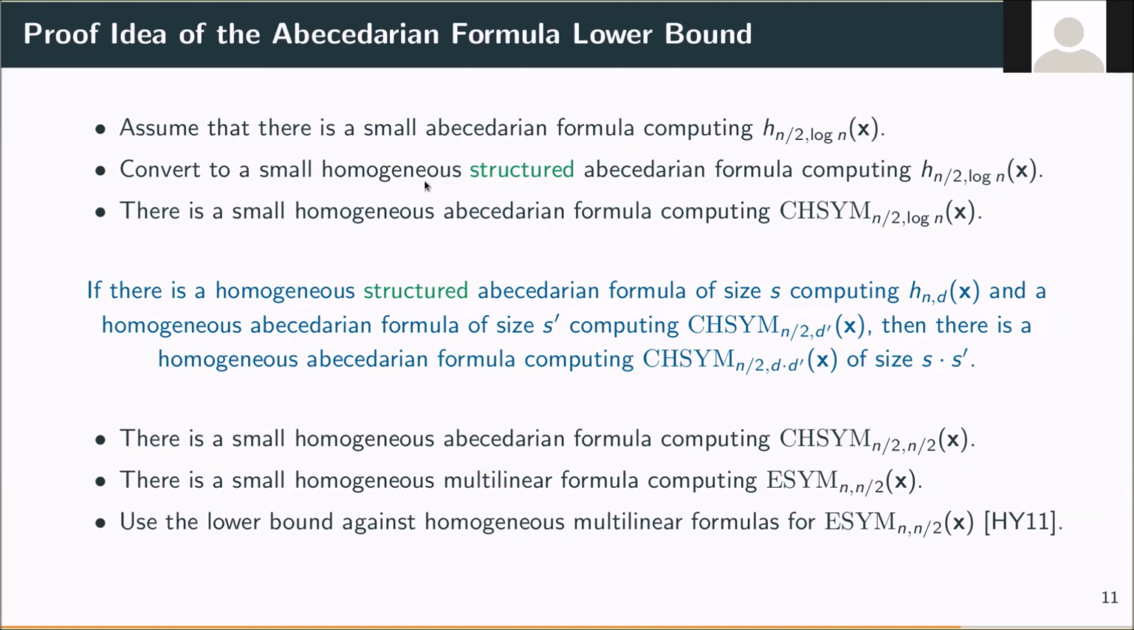So in other words, what we can show is that CH-sim is structured enough that if we start with a structured homogeneous formula computing linked CH-sim, that was our hard polynomial, then it can be used to amplify the degree of CH-sim without blowing up the size by much and maintaining homogeneity and the abecedarian structure. So that is the crucial step in our proof.